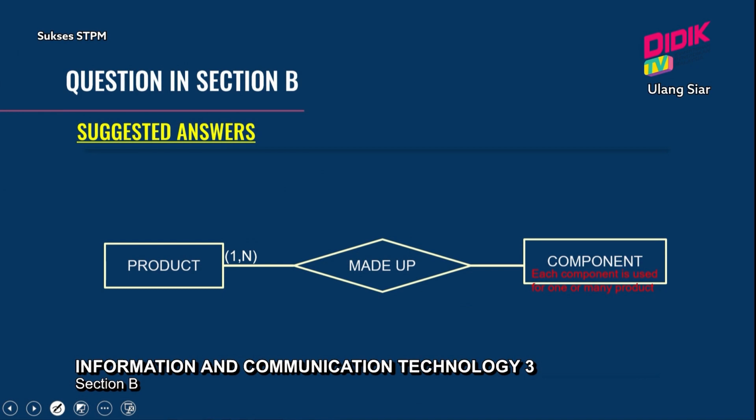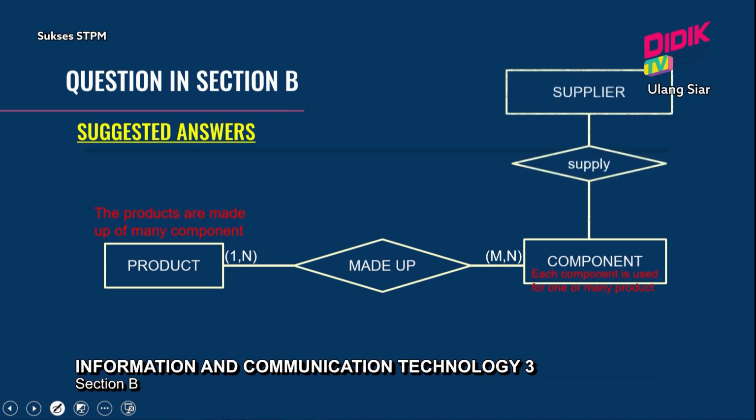So I put 1, n. Here I use Chen notation. Okay, 1, n. When we read this, each component is used for one or many products. How to read this ER diagram? How I get this is actually in the question. I just extract. Each component is used for one or more products, and the products are made up of many components. So the cardinality is that one. Supplier supply component.